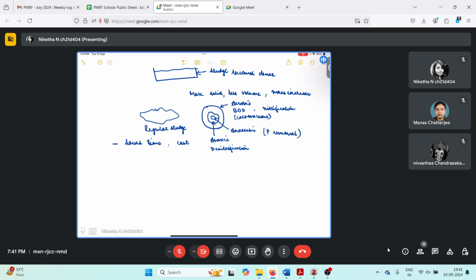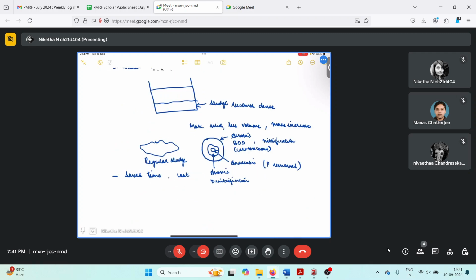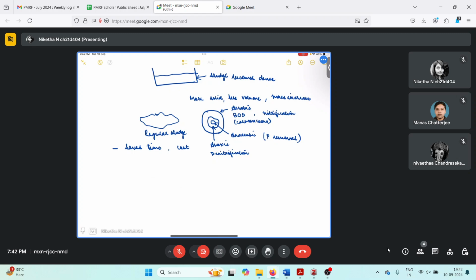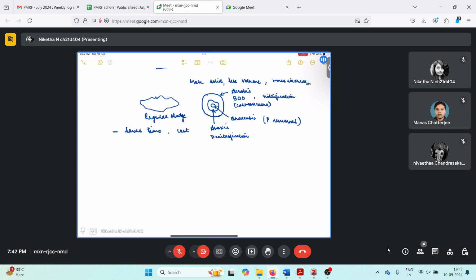So the advantage of having granular sludge is that, as I told you, it is going to save cost and time. So why is that? It's because all the three processes are happening in the same granule. Unlike in a regular sludge, which is used only for aerobic processes, in a granular sludge we can have aerobic, anaerobic, and anoxic conditions simultaneously. So all three processes can happen simultaneously. So it's going to save you a lot of time.